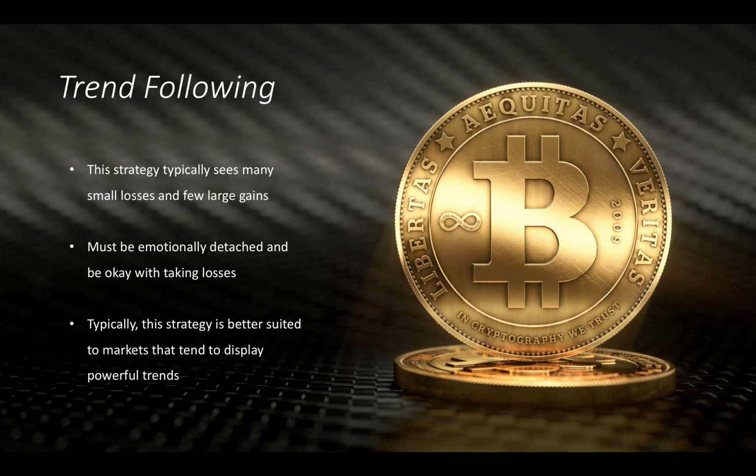With this strategy, you typically see smaller losses and a few large gains. This is kind of where you hit your big gains. You kind of need to be emotionally detached and okay with taking losses, because typically when you're doing this, you take a lot of small losses, but those big gains, when you hit them, they're really big gains. Of the two strategies, this is probably less used than mean reversion, and it's better suited for markets that display powerful trends.